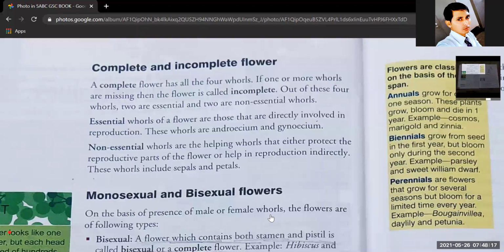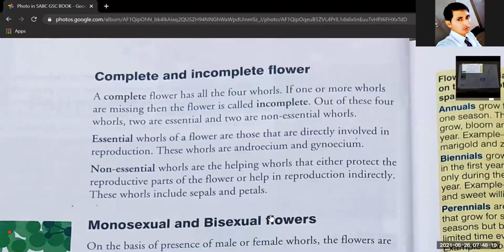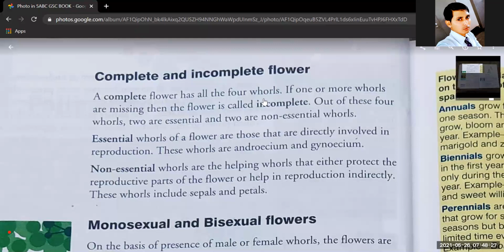Now here we are going to study about the complete and incomplete flower. What does that mean actually? What is a complete and incomplete flower? A complete flower has all the four whorls. Those flowers which have these four whorls.